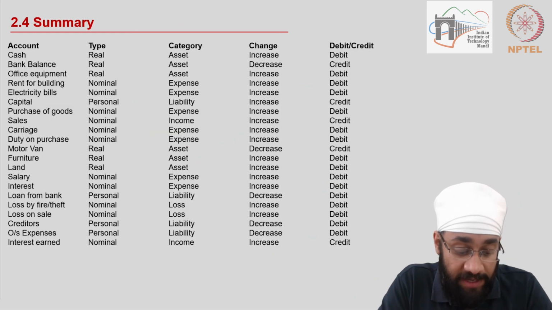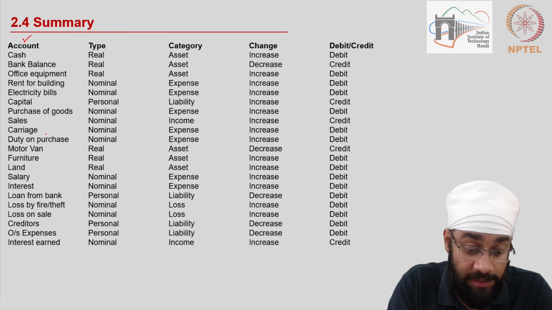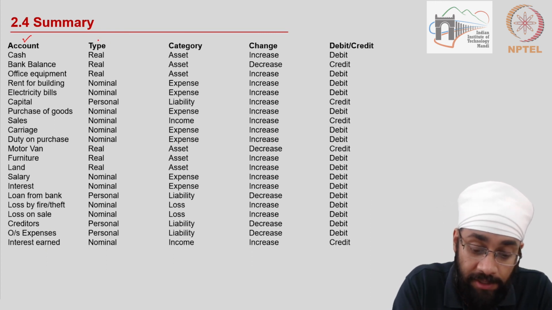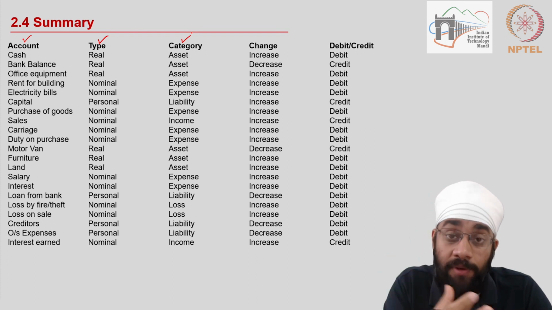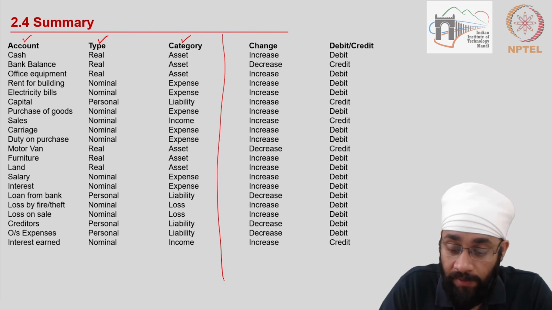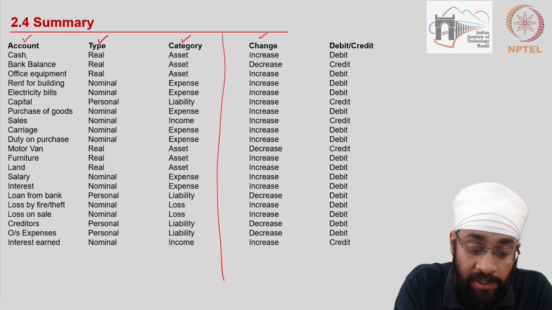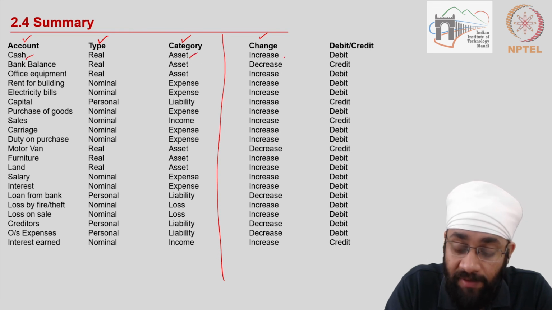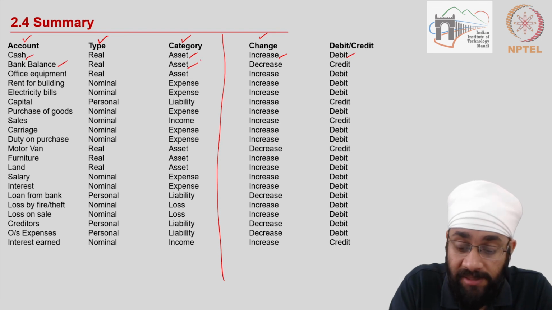Alright, so let's summarize the learnings from this tutorial. I have the accounts that we discussed in the first column, then type of account and category of these terms from the previous couple of videos and tutorials. So this we already knew. The new thing is when it changes, what happens? So cash being an asset, when it increases, you show it by debit. Bank balance being an asset, when it decreases, you show it by credit.